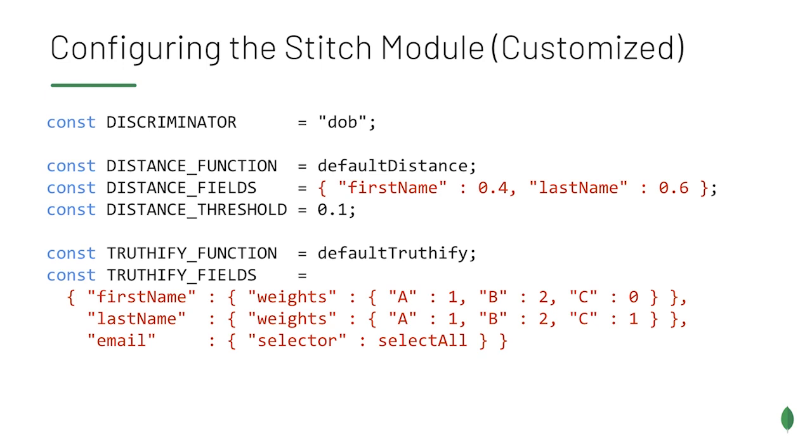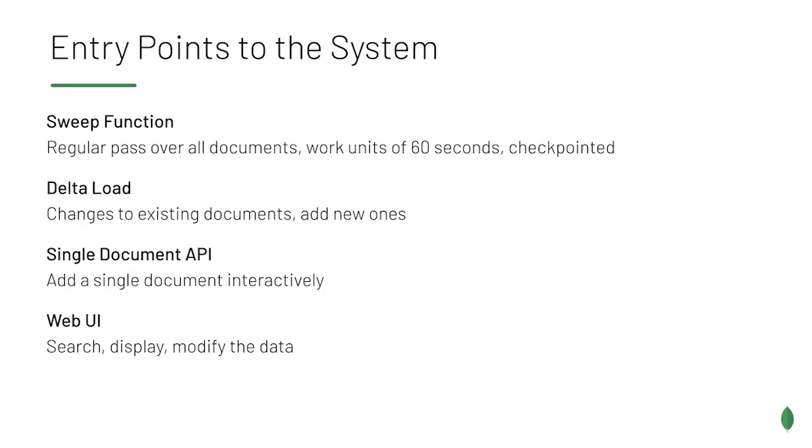The whole thing with a couple hundred lines of code goes into a Stitch module, and then you have a couple of entry points to that. One way to use it is to actually have a sweep function. This is nothing but a cron trigger in Stitch, which calls this module once every 60 seconds and performs a regular pass over all of the documents. If you have millions of customers in there, that can take minutes, it can take hours to complete a pass, but we're doing that in work units of 60 seconds each.